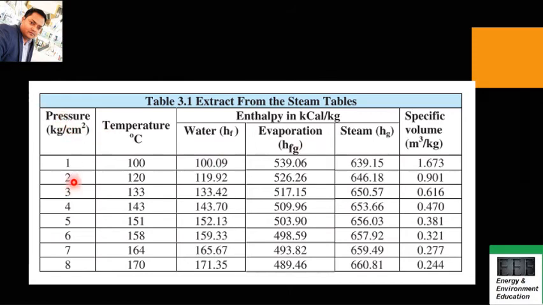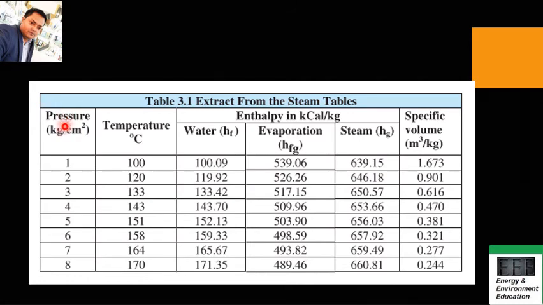So suppose the pressure is 1 kg per centimeter square and the temperature is 100 centigrade. At that time the sensible heat for the water is 100.09, friends, and the latent heat will be 539.06. So if you add both of them, then you get this figure here, friends. So the enthalpy of the steam will be 639.15, friends. So this is what this table says.